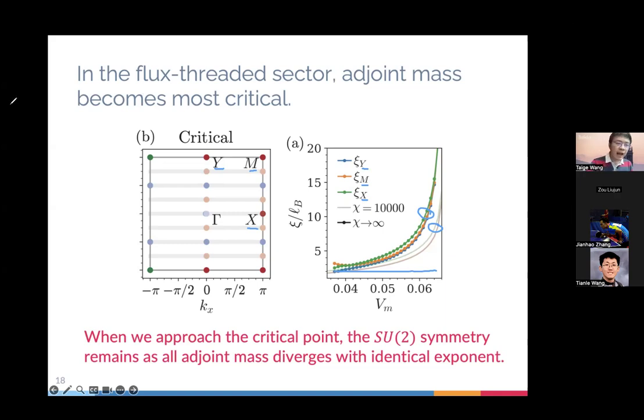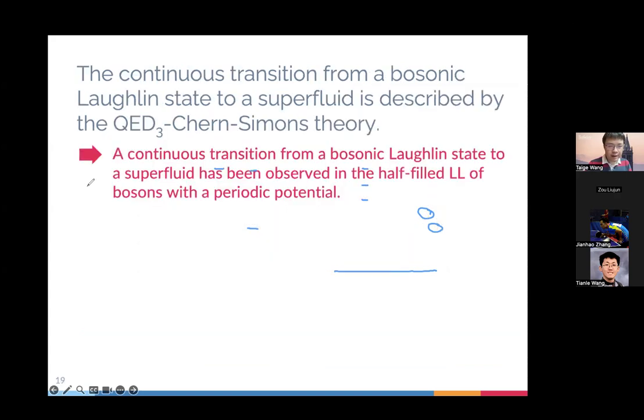Okay. I think I'm running out of time, so it's a nice place to wrap up. I hope I've convinced you that in this microscopic model, we have realized a continuous transition from Laughlin to a superfluid state. So that's in the half-filled Landau level of bosons with a periodic potential. Okay, so that's the foundation of all these studies.